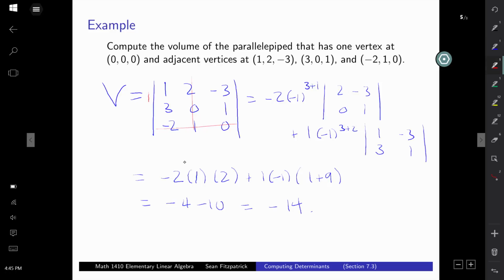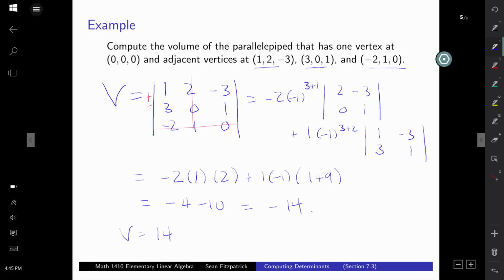And so really what we say is, well, that volume is going to be either plus or minus this determinant, depending on how things come out. The right answer for the volume here would be 14, right? Now, the reason we don't worry about that sign, aside from obviously volume should not be negative, is that the sign is going to depend on the order in which we write down these numbers.